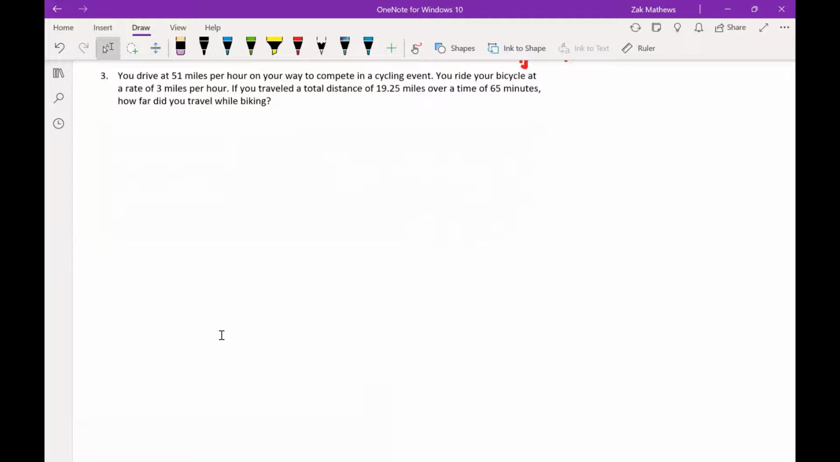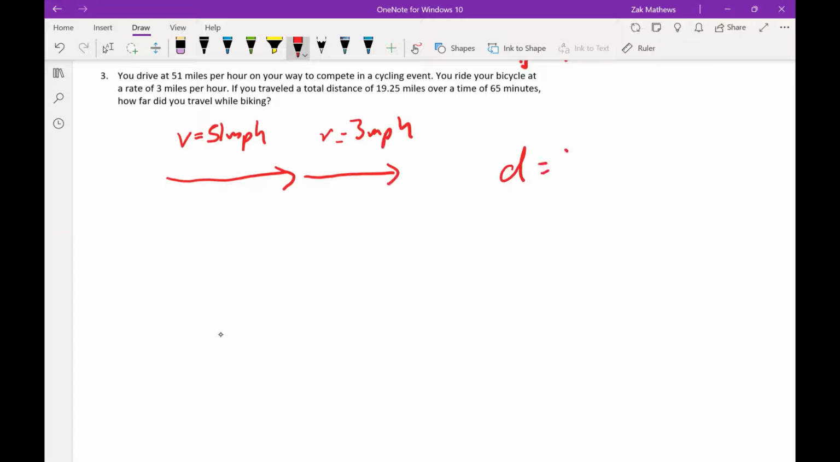I'm going to set up a picture to help me with this. We're going somewhere and then we're going further, but the two rates are different. The rate at first was 51 miles per hour. The time, we don't know. The rate while biking was 3 miles per hour. We do know some overalls. The total distance was 19.25, and the total time is equal to 65 minutes.